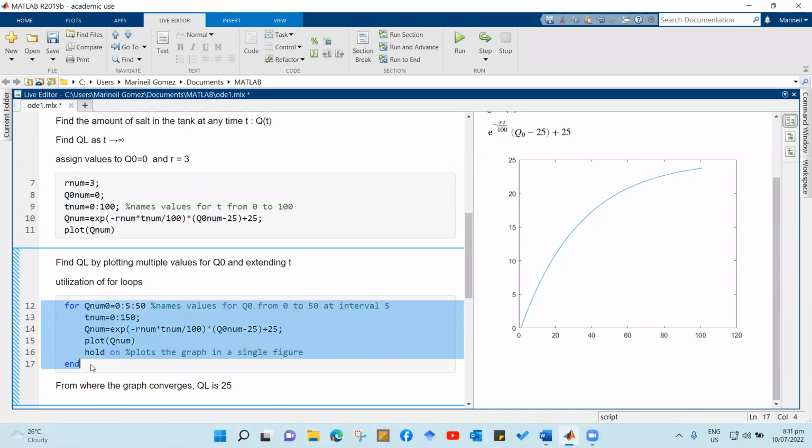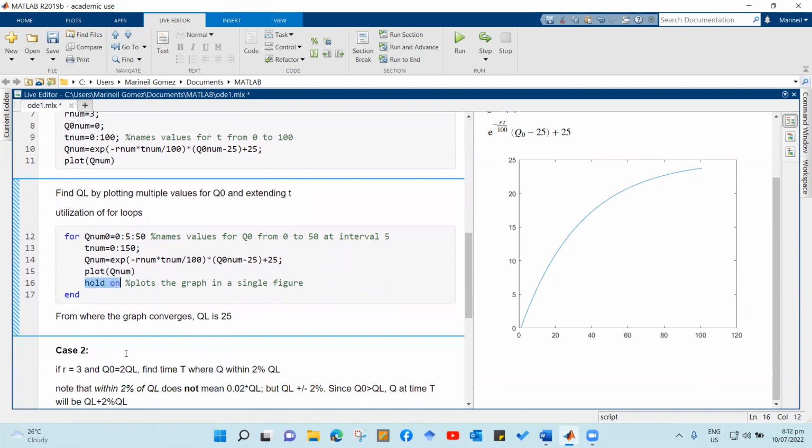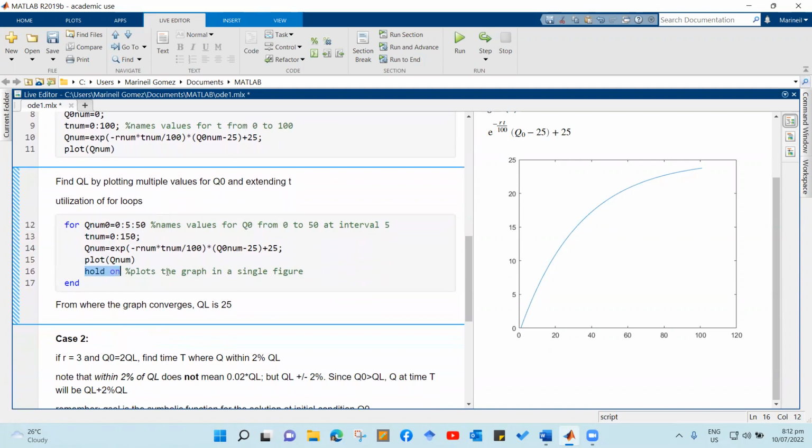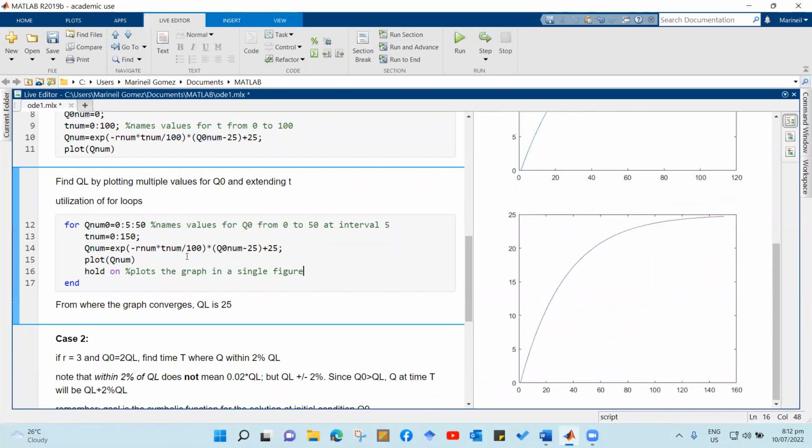Now this is a for loop, if you notice. The for loop means that for every value of Q num going from 0 to 50, a number that has a set value, you get a number of T from 0 to 150, and then you calculate Q num and you plot it. And then you have hold on, which means that it won't erase the initial plot when it loops back to another plot. So it will draw the plots in a single figure. So let's run this section.